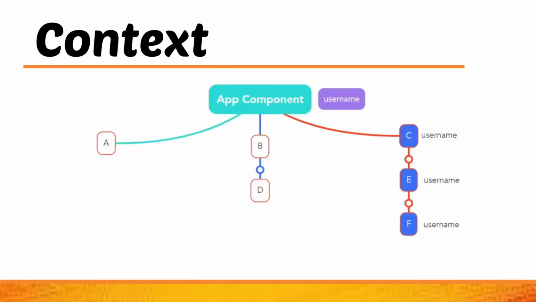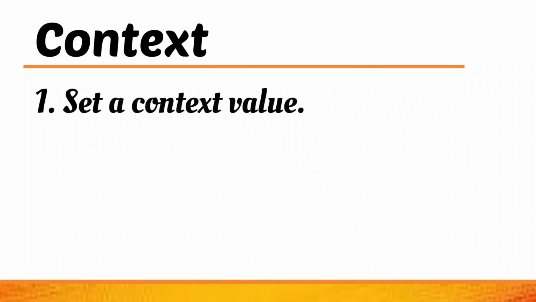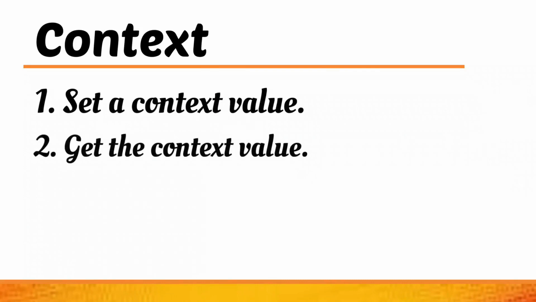Our goal is to pass the username value from app component and read that value in component F using the context API. There are 2 steps to implement when making use of the context API. Step 1, set the context value in the app component. And step 2, get the value in component F.